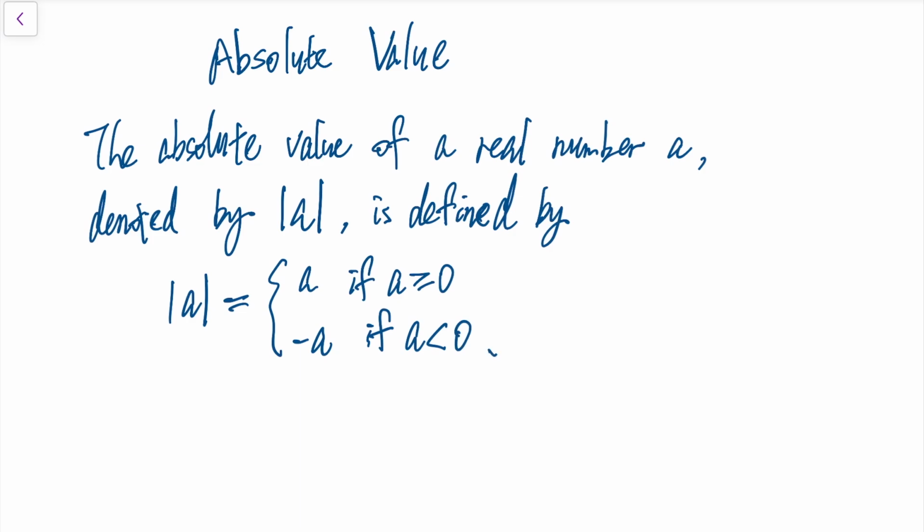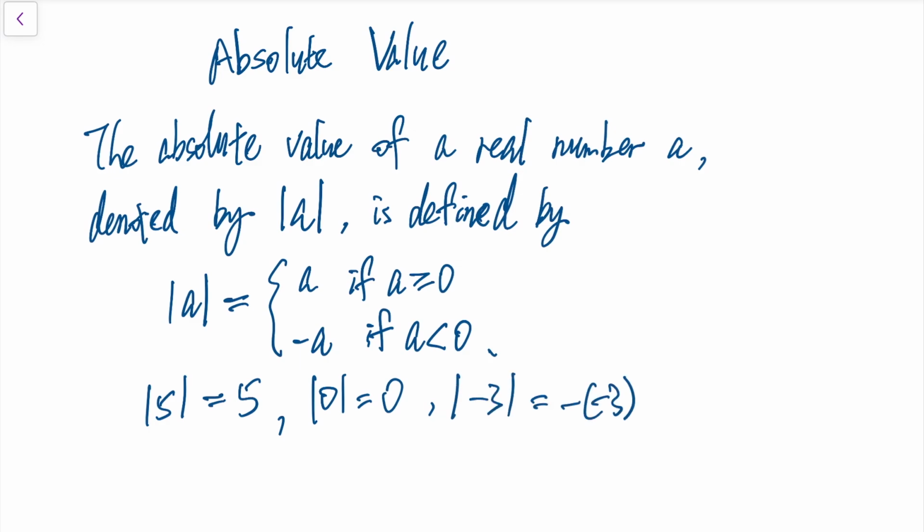For example, the absolute value of 5 is the value 5, because 5 is greater than or equal to 0. The absolute value of 0 is obviously 0. The absolute value of negative 3 is negative of negative 3, which is 3.